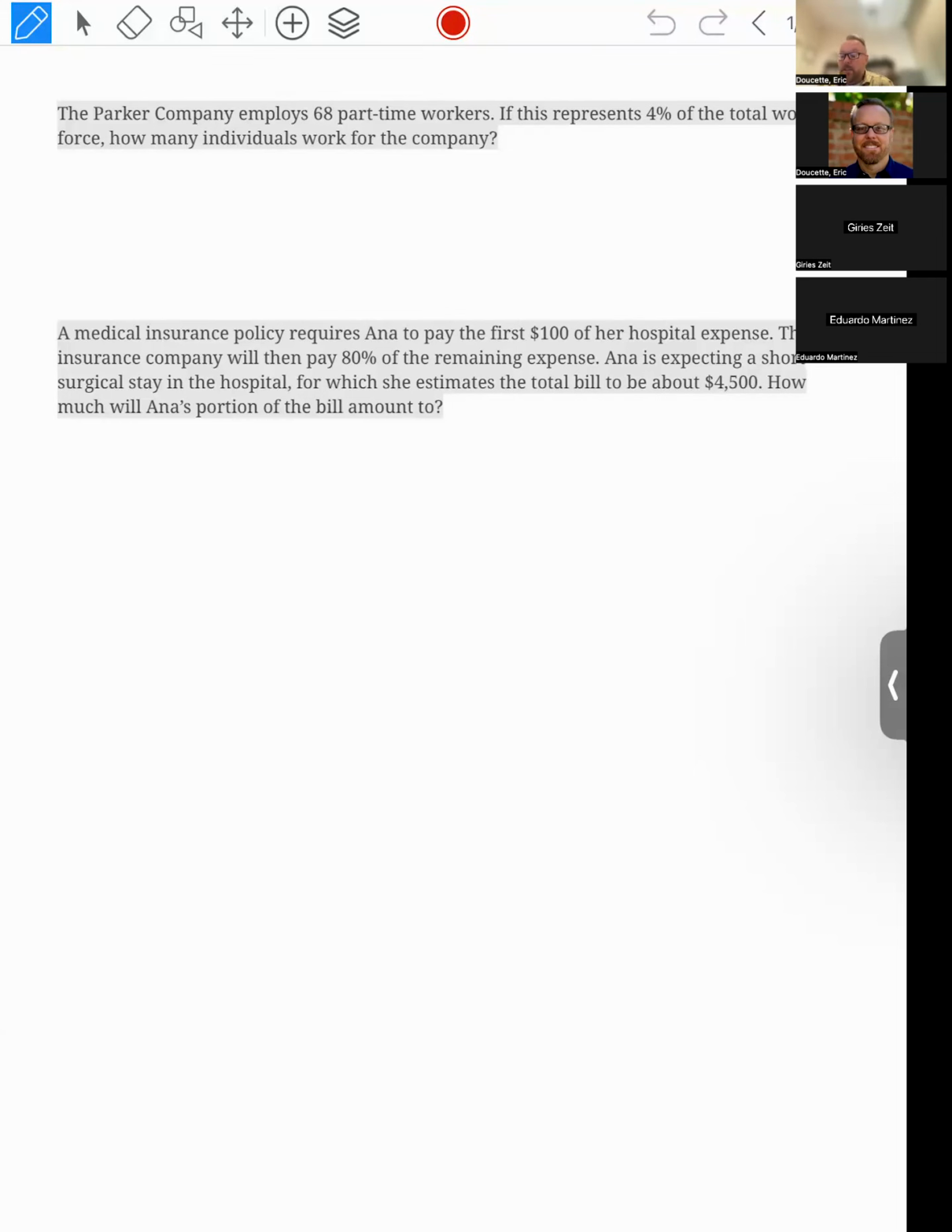All right, moving on to the next page, then we have a couple of other problems. These ones are a little more tricky. It says the Parker Company employs 68 part-time workers. If this represents 4% of the total workforce, how many individuals work for the company? So what we're looking for is the total, right? Since it's the total I'm looking for, it would be the base. We have 68 part-time employees, and that only represents 4%, or 0.04. So if I divide 68 by 0.04, that means we have 1,700 individuals that work for the company.